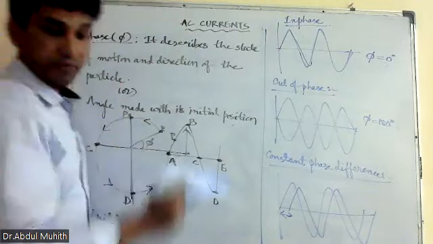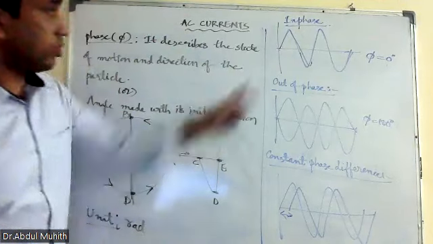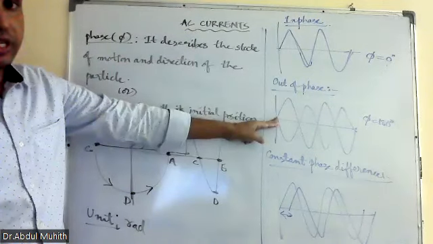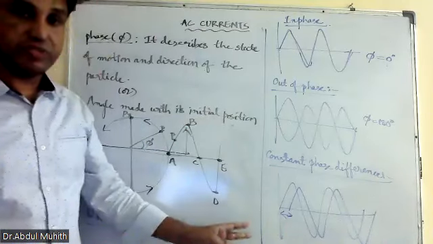If the angle between the two waves is 0 degrees, it is in phase. If the angle between them is 180 degrees, it is out of phase. If one is leading and one is lagging, that is said to be constant phase difference.